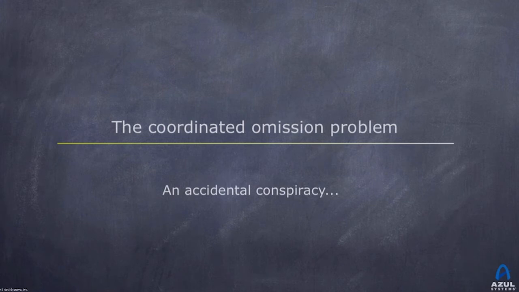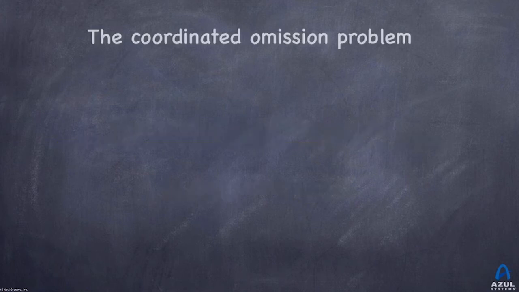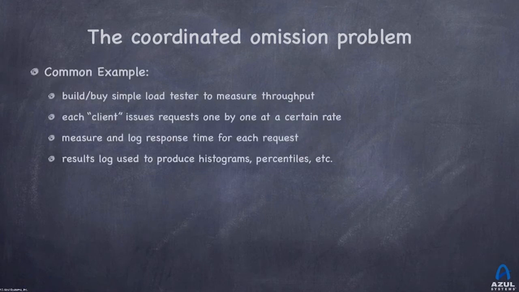Okay, so those were examples of measuring latency, trying to compare latencies, trying to think of the motivations of latencies. Now let's talk about this coordinated omission problem, because it's pretty bad. And like I said, the joke I usually have is that I see coordinated omission in 99.9% of cases. So a coordinated omission looks something like this. You build a load tester. You buy a load tester. You create a test environment.